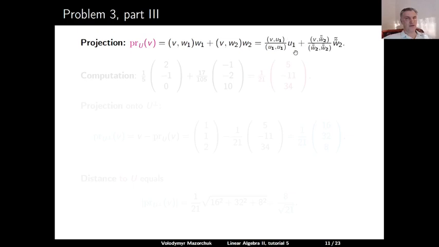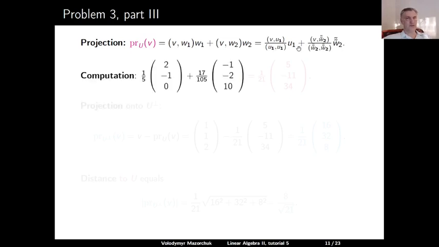So we rewrite the first summand as u1 times the scalar product between v and u1 divided by the scalar product between u1 and u1, plus, and we use that w2 is w2 tilde divided by its length, and we have a similar summand for w2 tilde.